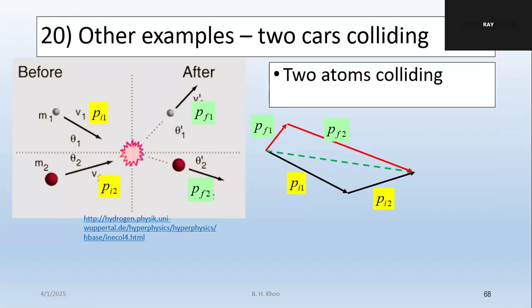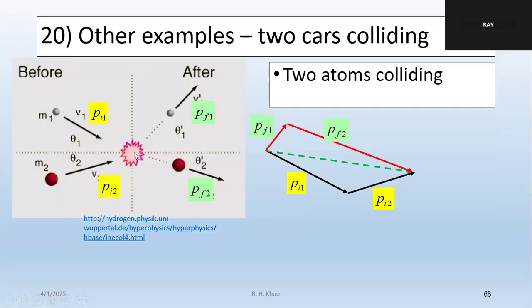The examiner doesn't like the word conserve, because it doesn't tell the examiner that you understand the word. So don't use the word conserve. Say in a collision, total momentum before collision equals total momentum after collision. Right? So this one summarized for you.